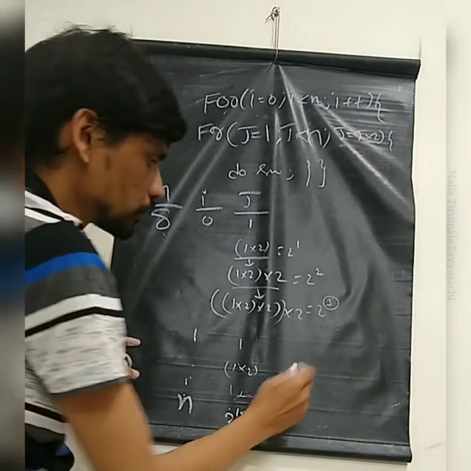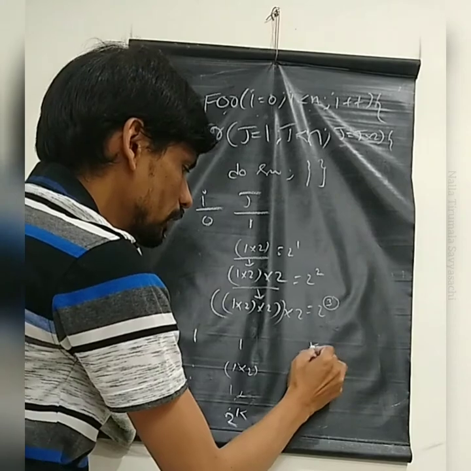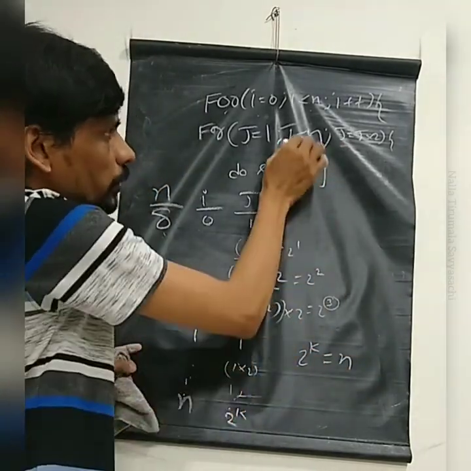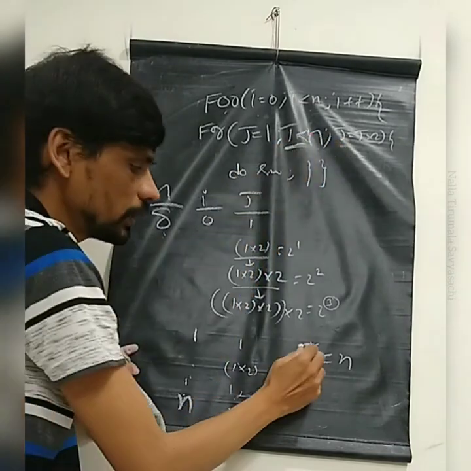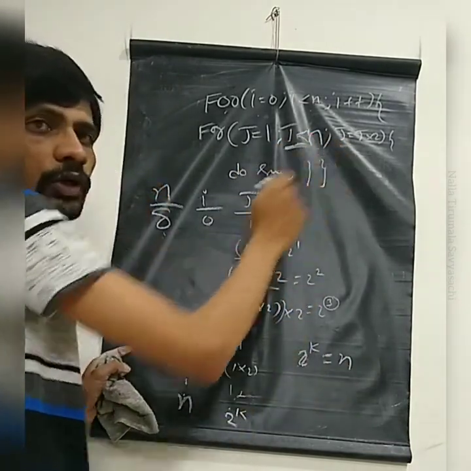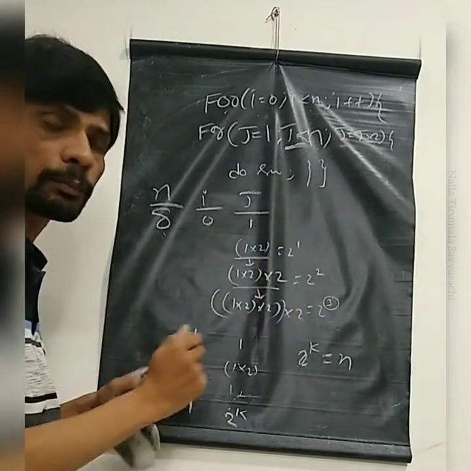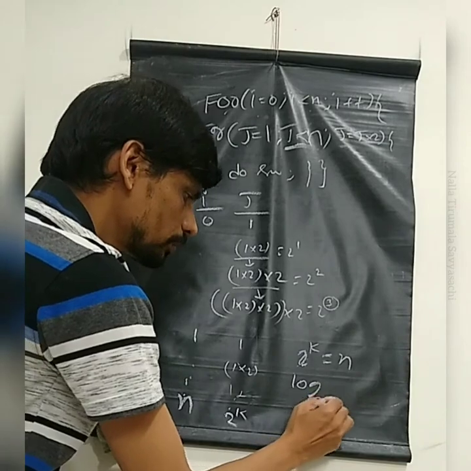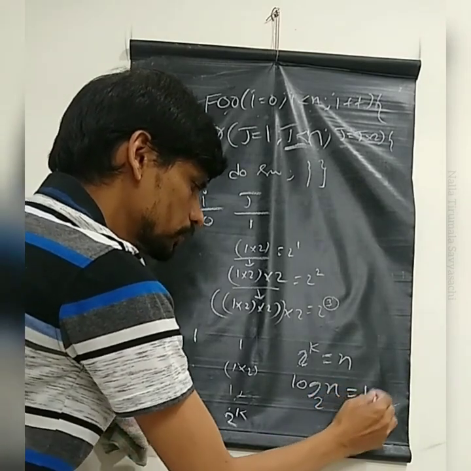Right? So this 2 power k, up to what? Up to this, to make this condition satisfy. If 2 power k equals n, then the inner for loop will break. So this can be represented as what? Log base 2 of n equals k.